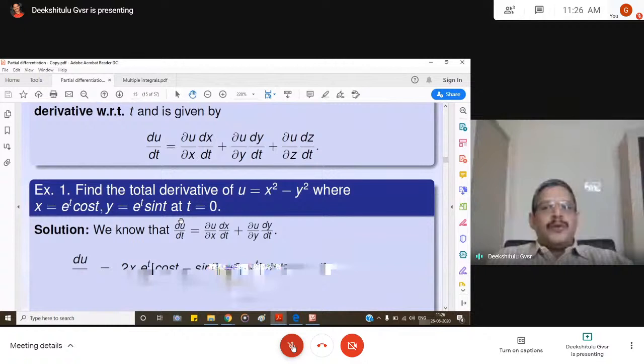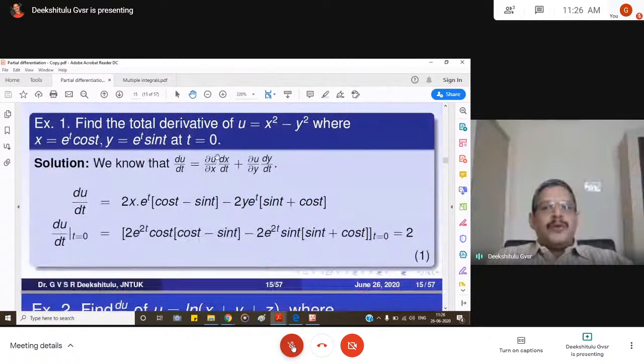So du/dt is equal to ∂u/∂x times dx/dt plus ∂u/∂y times dy/dt. So what is du/dt? The derivative of u with respect to x is 2x, and dx/dt, where x is eᵗ cos t.